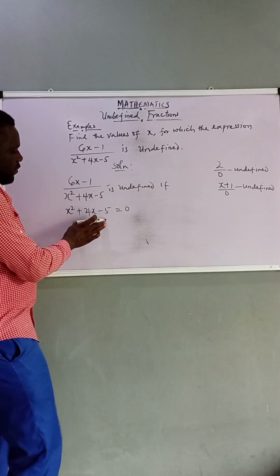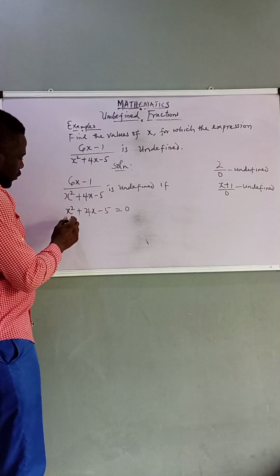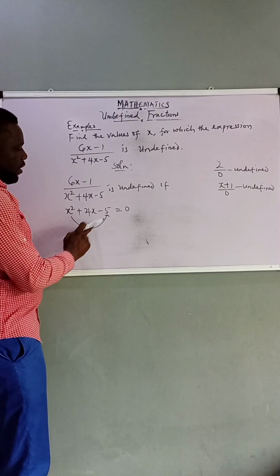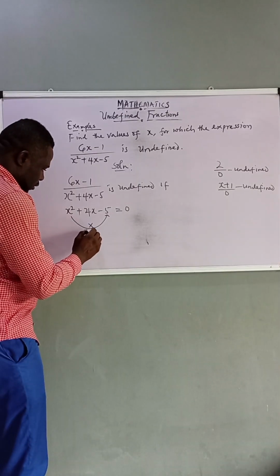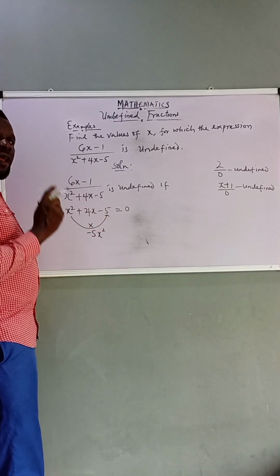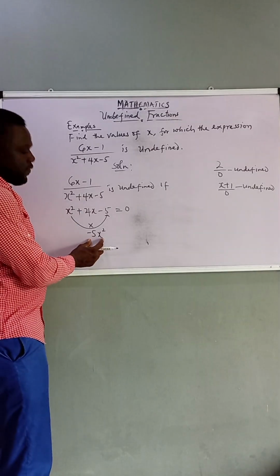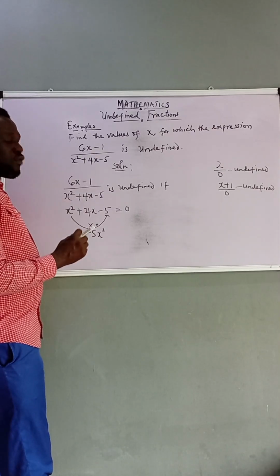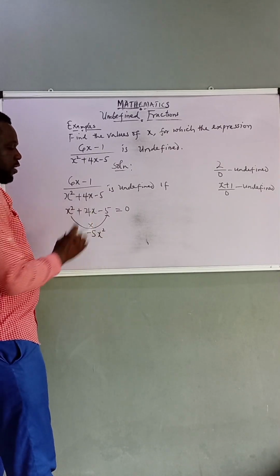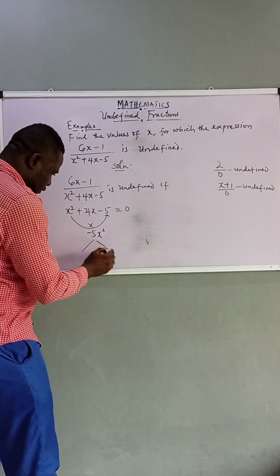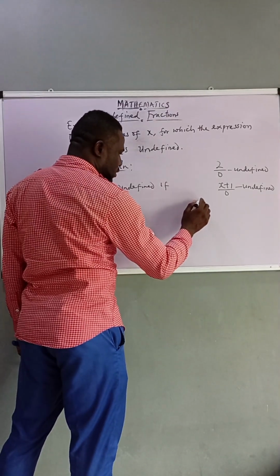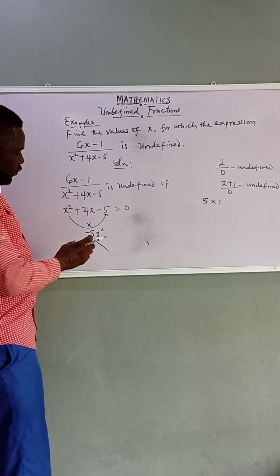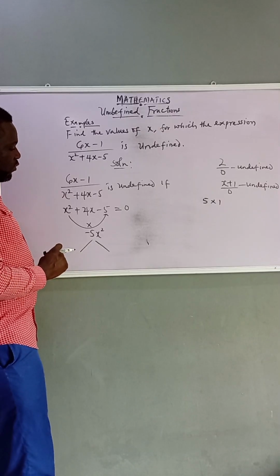And if we want to factorize this equation, the first thing we are going to do is multiply these two together. That is x squared times minus 5. That will give us minus 5x squared. The next stage is to think of two factors we are going to multiply together that will give us minus 5x squared. When we add or subtract them, we are going to get plus 4x. Now let's get the factors. You will agree with me again that the factors of 5 is just 5 times 1. These are two factors we can multiply together to give us 5.